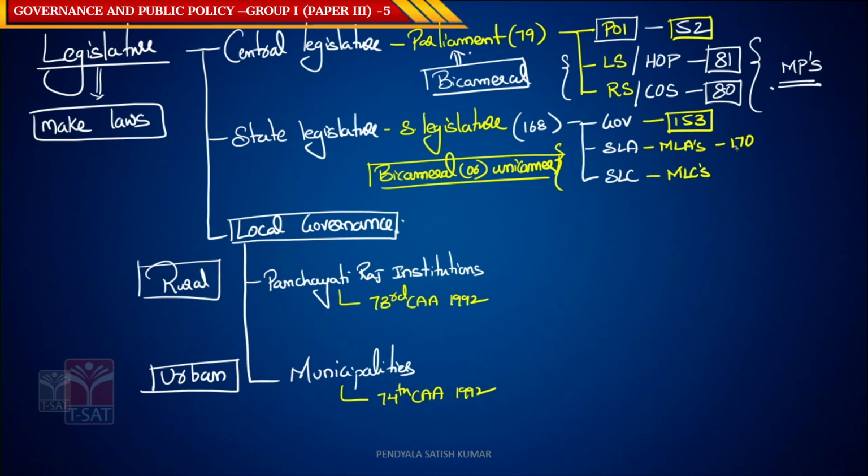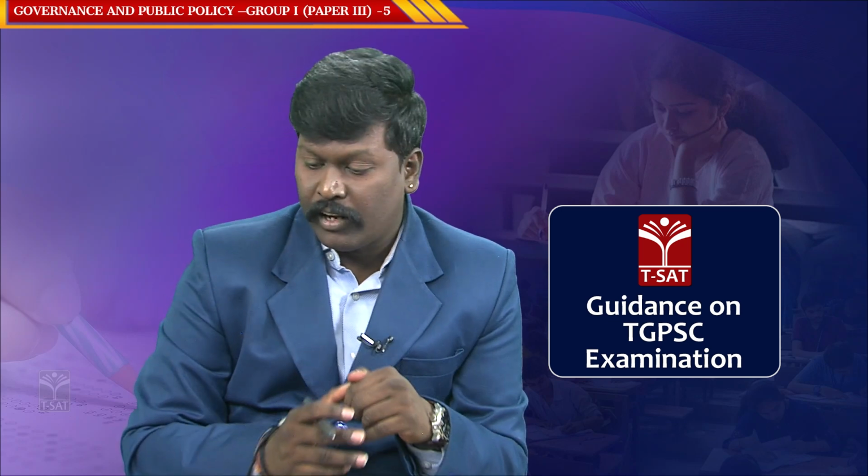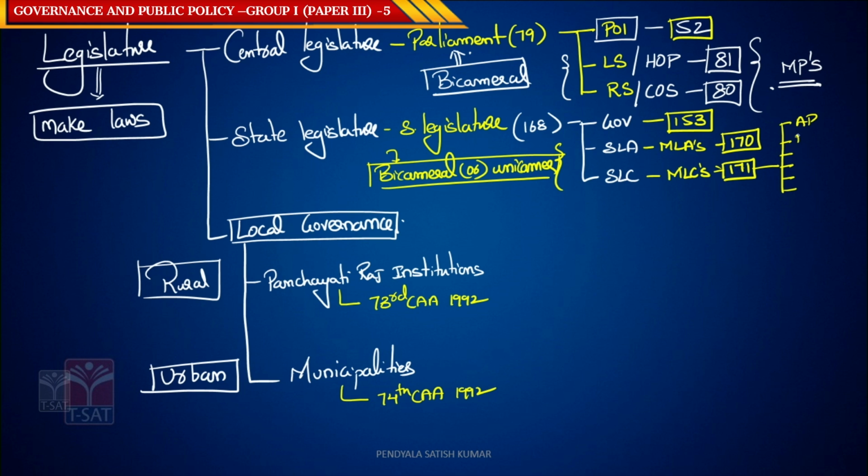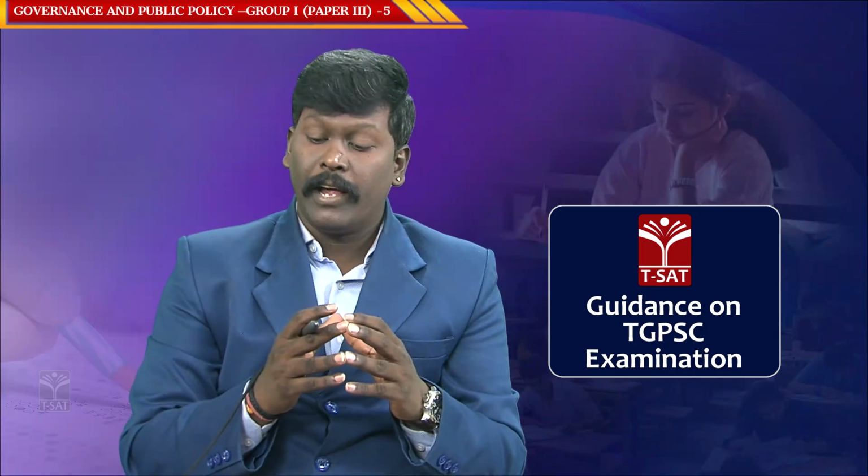Article 170 talks about the composition of the assembly. Article 171 talks about the composition of the council, but it can be unicameral or bicameral, right? As of today in India, there are 6 states which are bicameral. What are they, sir? They are Andhra Pradesh, Telangana, Karnataka, Maharashtra, UP and Bihar.